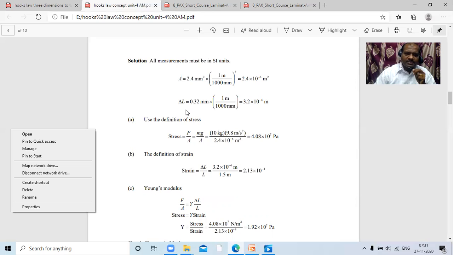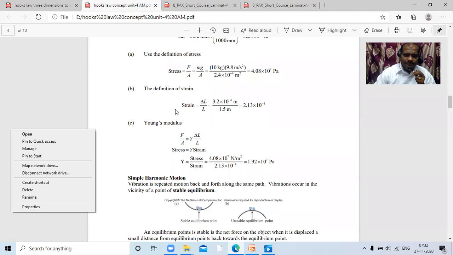Next, what is the change in length? Change in length is given as 0.32 mm. Apply the same unit conversion, that is 3.2 into 10 to the power of minus 4 meters. Stress is equal to force by area. Force is 10 kg into 9.81, because you have to convert it into newtons, using the conversion value 9.8. Then the answer is 4.08 into 10 to the power of 7 pascals.